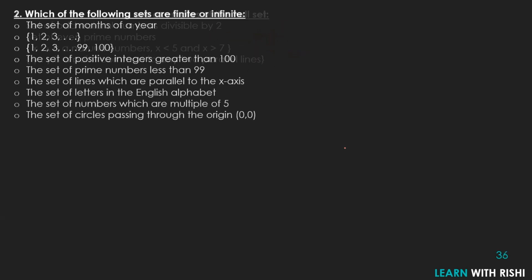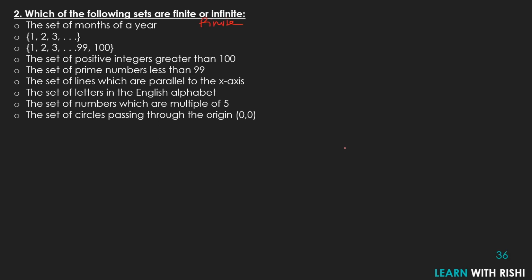Let us move to the next question. Which of the following sets are finite or infinite set? The set of months of a year. Now we can count the set of months. We can count the months of the year. So it is a finite set. So first set is a finite set.